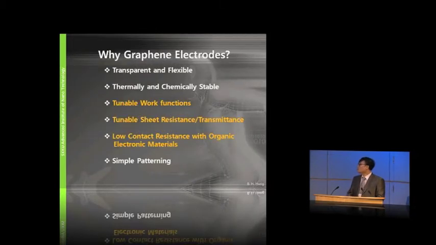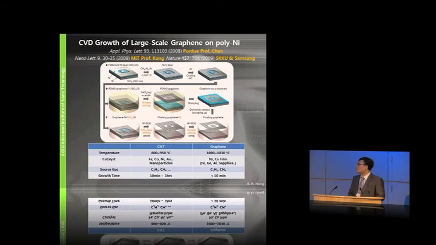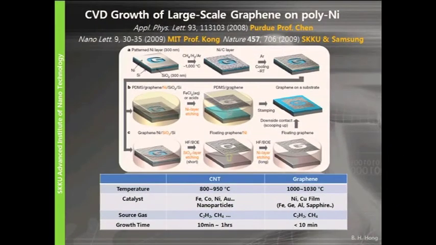Okay, so why graphene electrode? Of course, you know it's transparent and flexible, and in addition, it has tunable work functions and tunable sheet resistance and transmittance. Particularly, it has very low contact resistance with organic electronic materials. So if you use graphene for OLED or OTFT or organic photovoltaic, you can get higher performance than the case of using ITO materials.